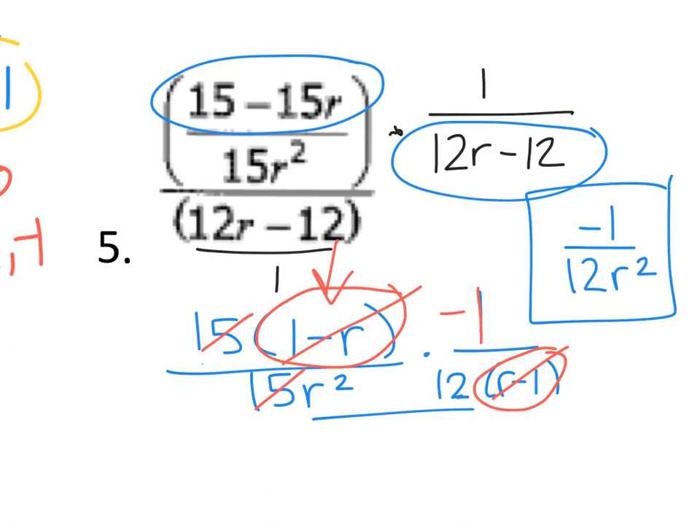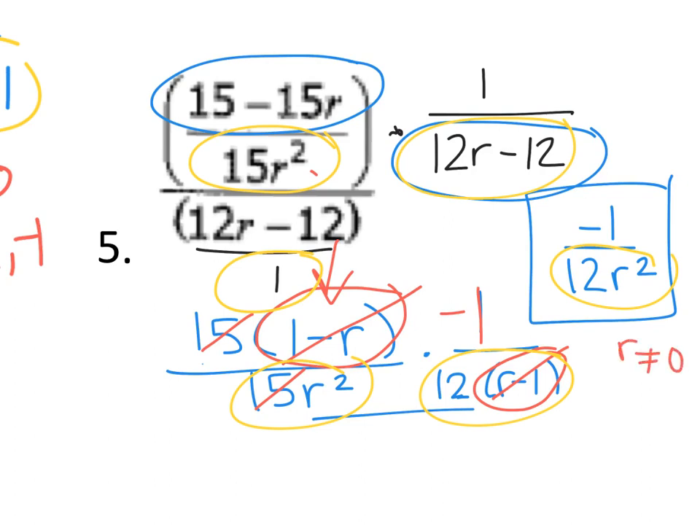So let's look at our restrictions. We have this denominator, and these denominators. So my restrictions are going to be r can't be 0 because of that monomial that I have, and r can't be 1.